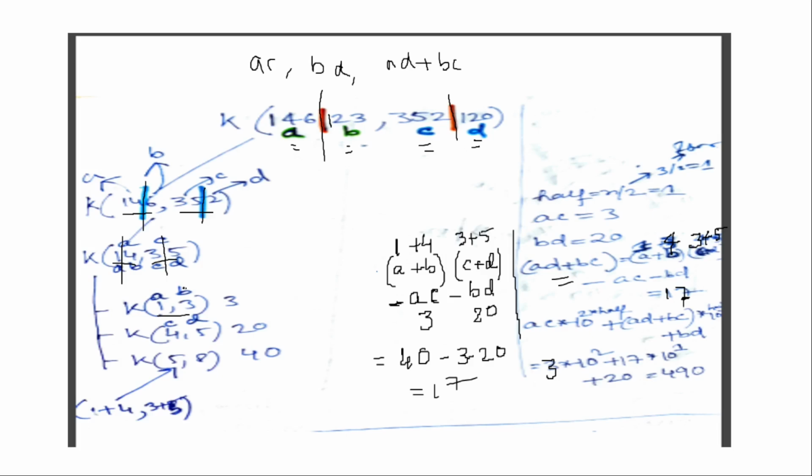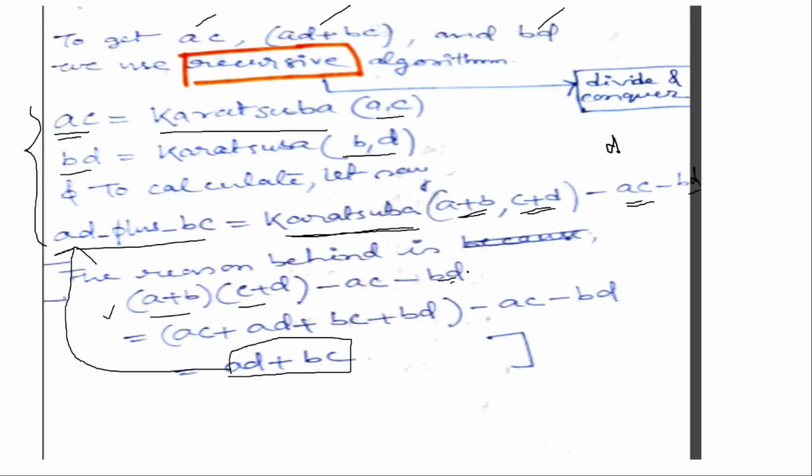First it is AC, then the second one is BD, and the third one is AD plus BC, which you have to calculate. So here A and C, 1 and 3, AC is nothing but 3. Then BD, 4 is here and 5 is D, so which is 20. And then finally you have to calculate AD plus BC. For AD plus BC, what is the formula? Just now you have seen that the AD plus BC formula is very simple.